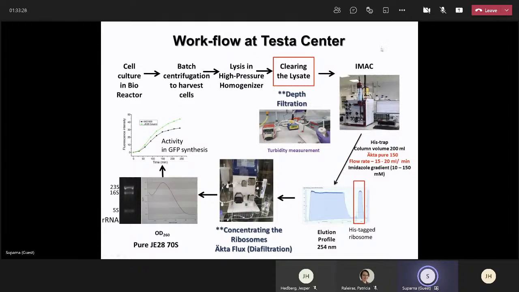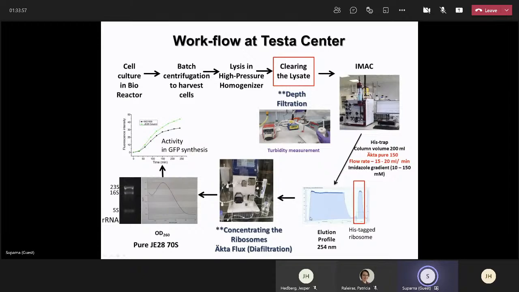After that, the cleared lysate we put in the affinity chromatography using one ÄKTA Pure system. Here you can see that we packed a 200 ml column. That was enough for the scale we worked with, roughly 40 grams of cells. We used a pretty high flow rate, 15 to 20 ml per minute, and ran an imidazole gradient. What is on the screen is the elution profile.